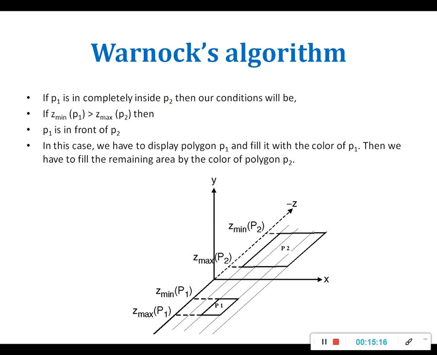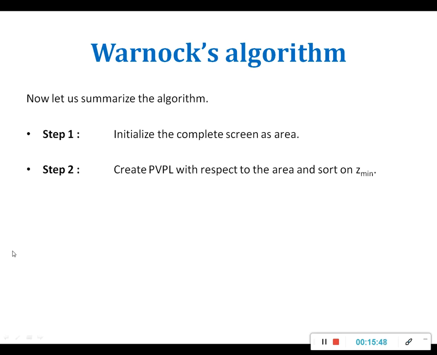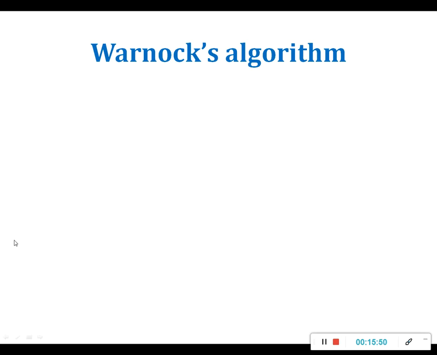So in this case we have to display polygon P1 and fill it with the color of polygon P1, and then we have to fill the remaining area with the color of polygon P2. So initially we see this polygon P1, and we color it with the color of polygon P1. Then we give the remaining area that we can see the color of polygon P2. That is called the content category.